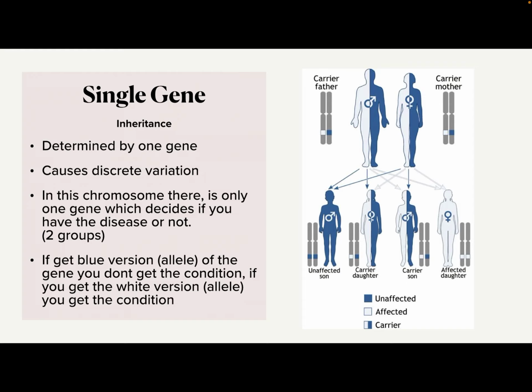So this is why we call it discrete variation. You either have or don't have it. And that's always caused by a single gene inheritance. If you get the blue version, you will not get the condition. If you get the white version from both parents, you do get the condition. So single gene inheritance causes discrete variation.